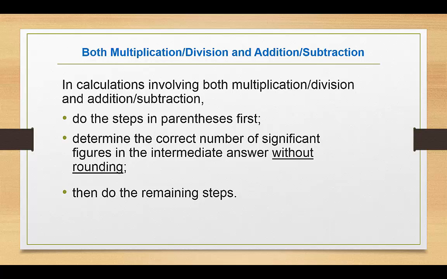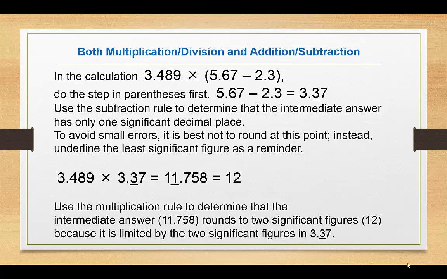But when you're determining the actual number, you would just punch everything in your calculator. Don't worry about rounding. Do all the operations, keep the answer, keep it rolling through. So again, we'll look at an example of that. In this example, we see the calculation 3.489 times the value 5.67 minus 2.3. Now in this case, the subtraction is going to be done first since it's in parentheses. So we apply that first, 5.67 minus 2.3.